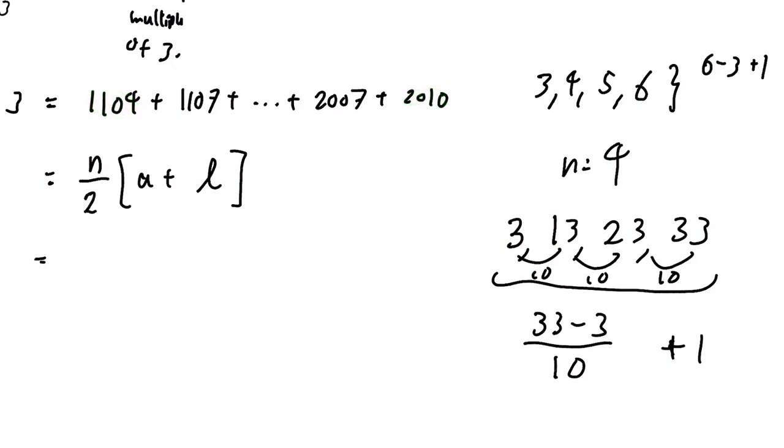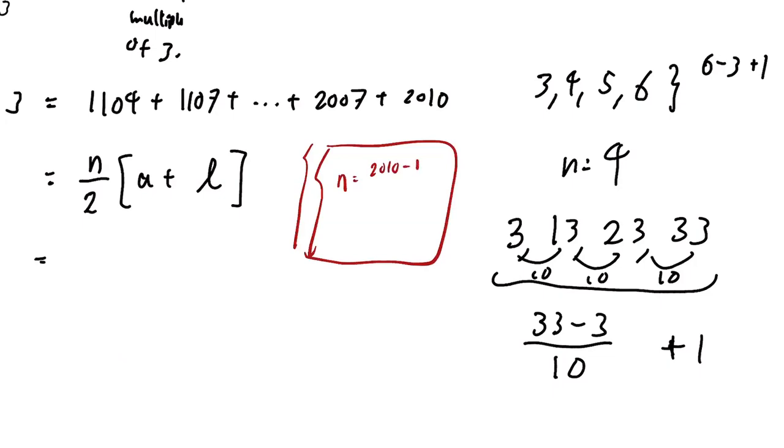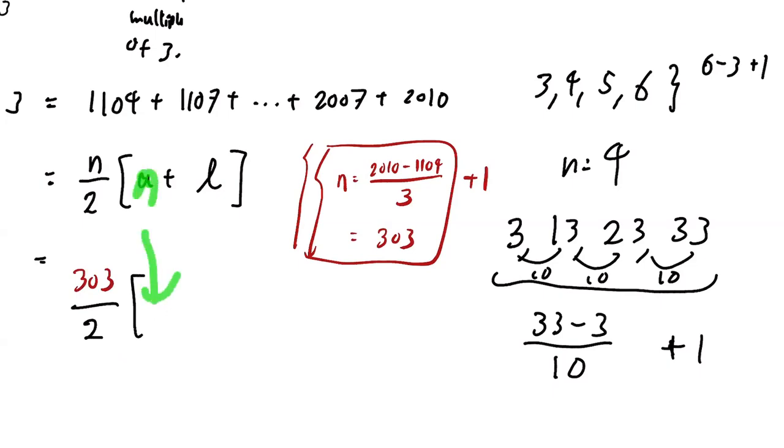So now can you link the same idea to the 2010 and 1104? What's n? The 2010 minus 1104, divide by 3, plus 1. Very good, exactly. Let's calculate that: upper minus lower, then divide by the common difference, plus 1. Okay, 303. Good. So now you get 303 divided by 2, multiplied by the first term plus the last. What's the first term, a? 1104. And plus 2010. Very good.